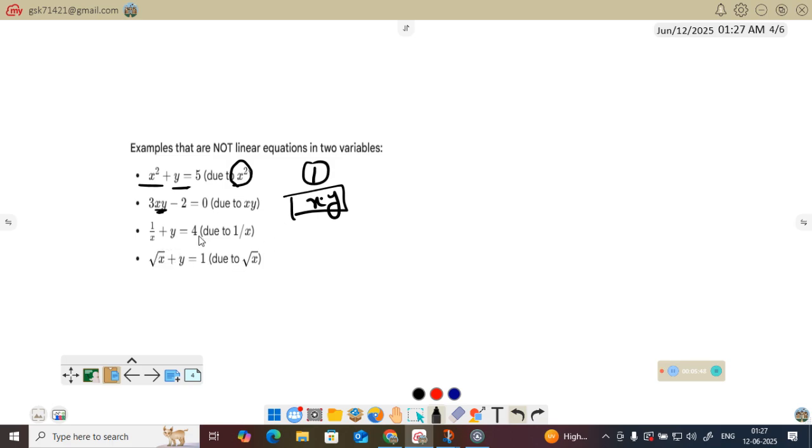Another example, 1 over y plus x equal to 4. Why is it not a linear equation in two variables? Due to the 1 over y. There is another example that is not linear, because of under root x. In the previous slide we read that if an equation has a variable under a root, it is not a linear equation in two variables.